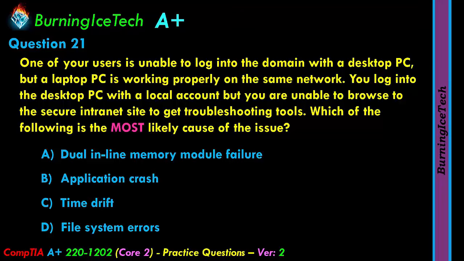If we look at answer B, application crash. No, guys, we're not talking about applications here. We're talking about trying to log into the network and trying to access certain things over the network, so it's got nothing to do with application crash. It's not B. Is it answer C, time drift? That's possible. Time drift, guys, is when your machine's CMOS battery, that coin cell battery you find on a motherboard, starts getting flat.